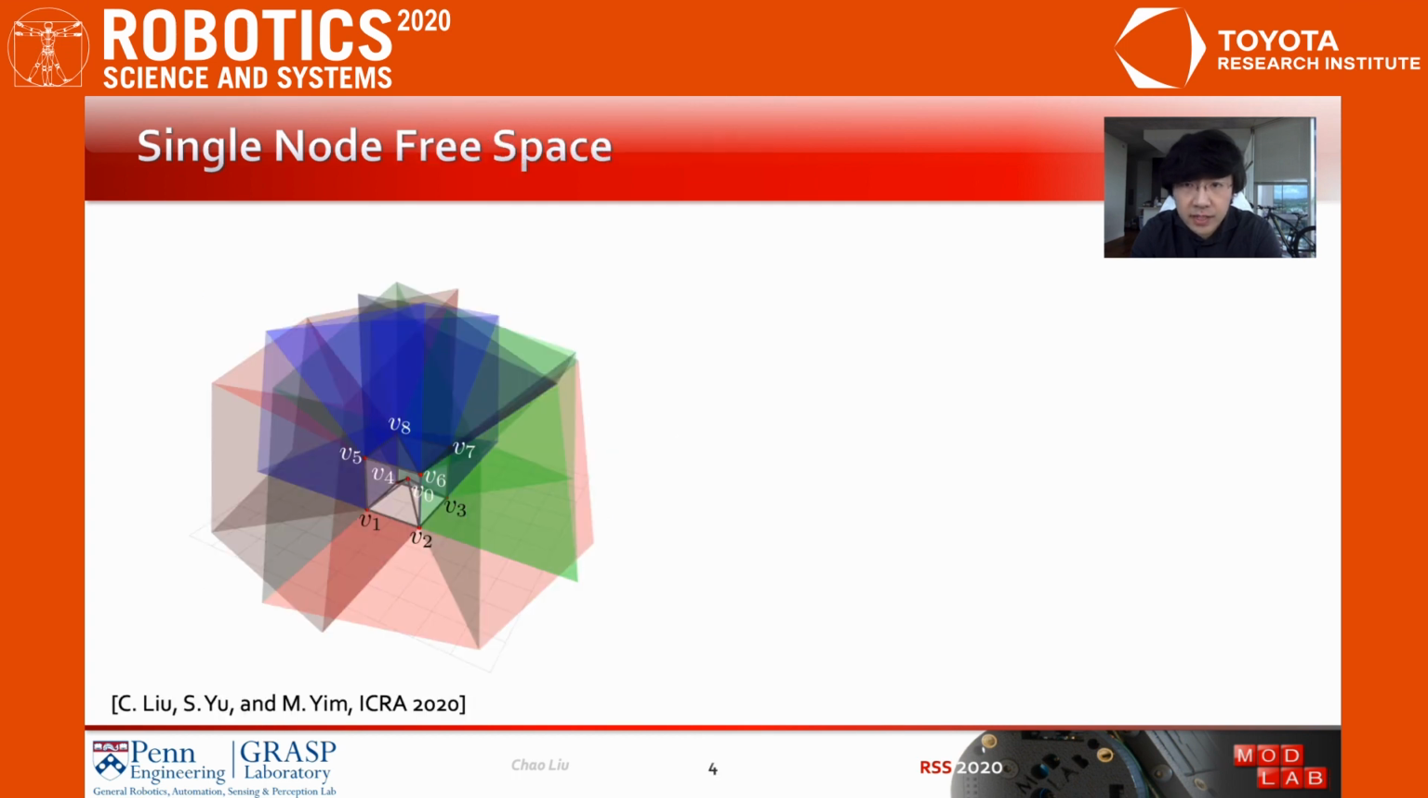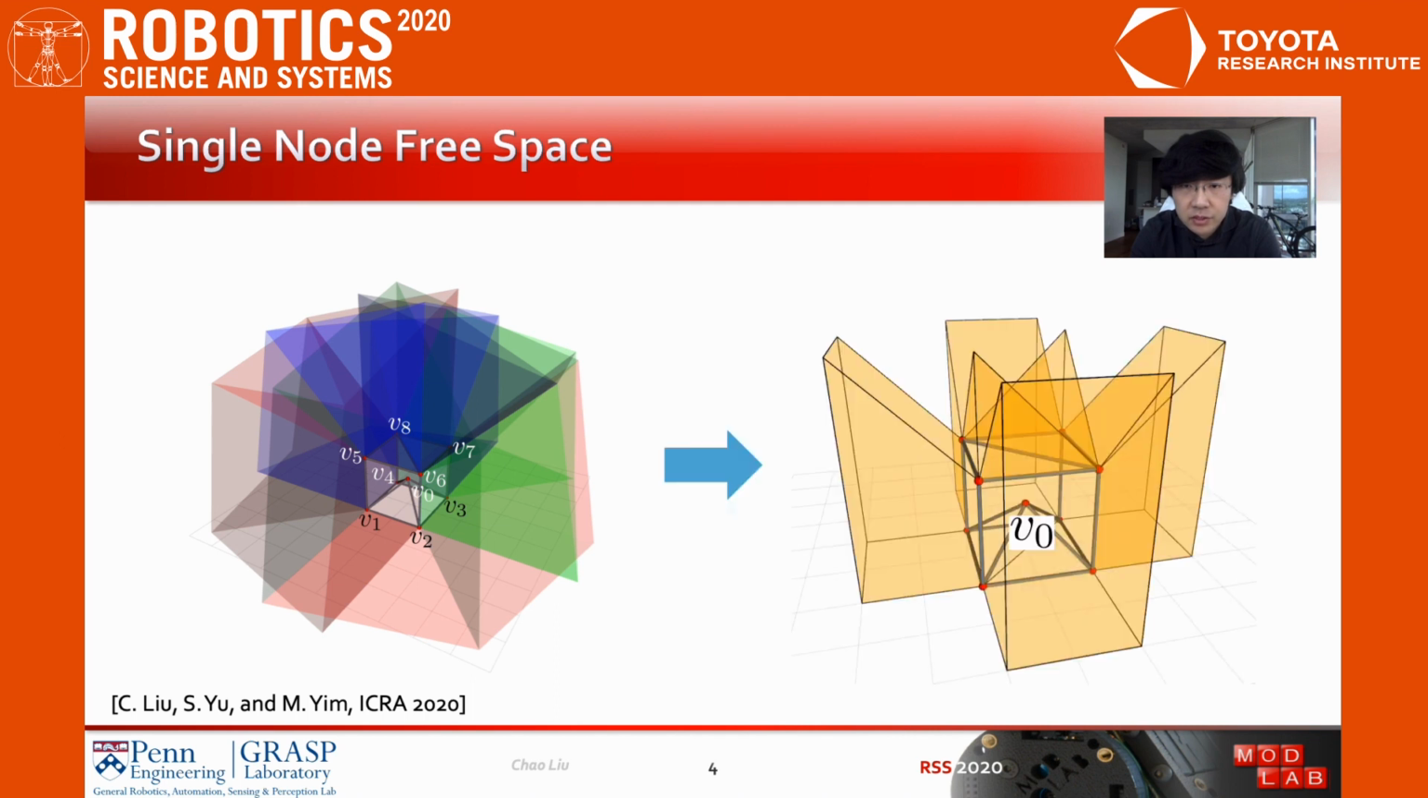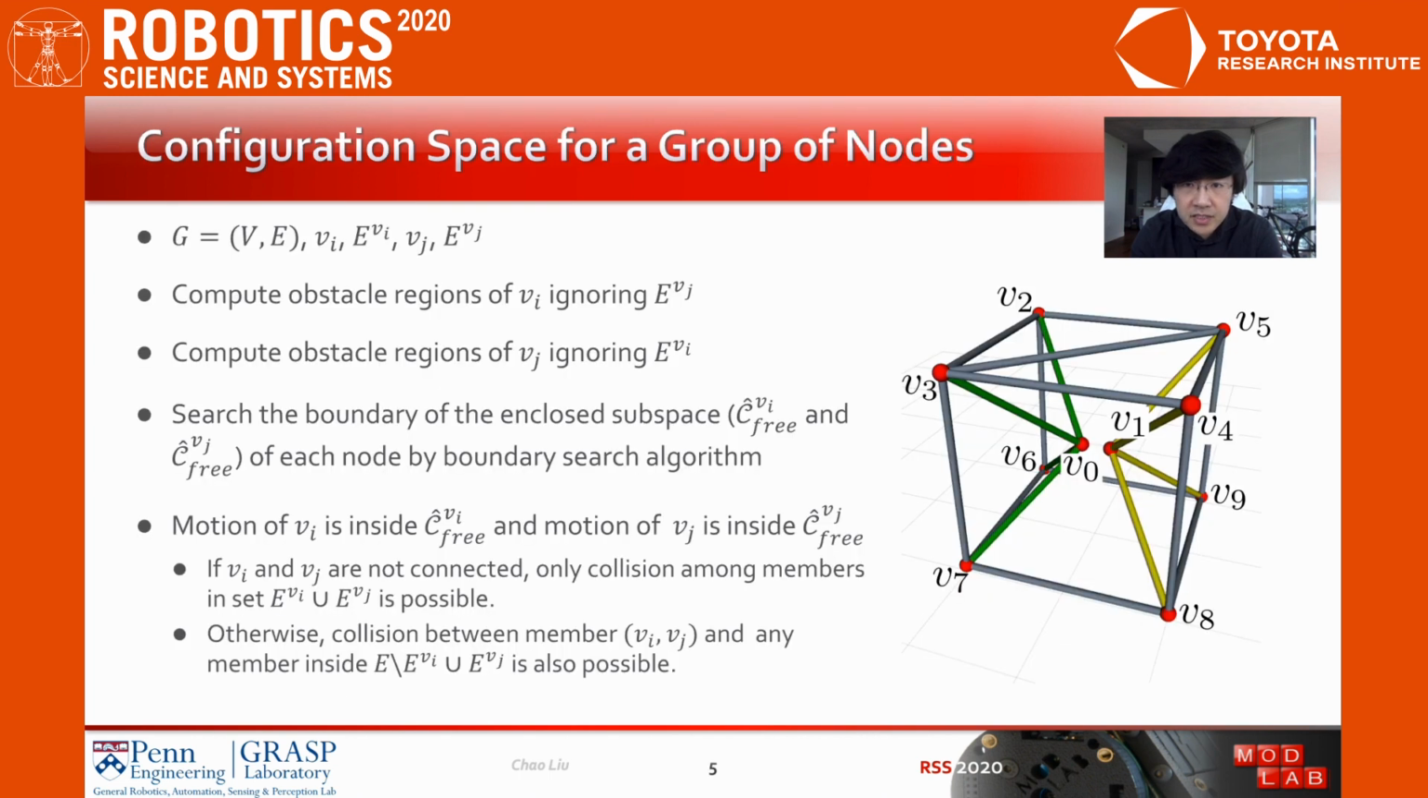In our previous work, we have shown that the obstacle region of a node is composed of multiple polygons. Then, with all obstacle polygons, we can finally find its free space on the right using a boundary search algorithm. The node V0 can move freely to any location inside the space without collision as long as its path is inside the space. We extend this work to compute the configuration space for a group of nodes.